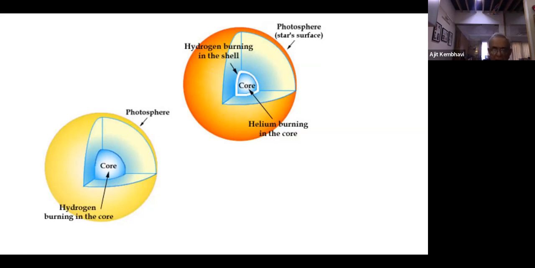And when the center keeps contracting, the outward layers are flung out. As they go out, they become cooler, and therefore the star actually becomes larger in size. And because they are becoming cooler, by the theory of black body radiation, we know that the surface must become redder. So you are getting something like a red giant which is forming, right?